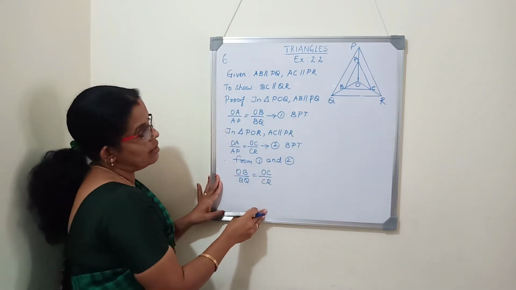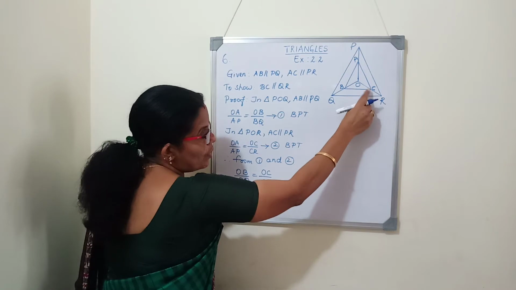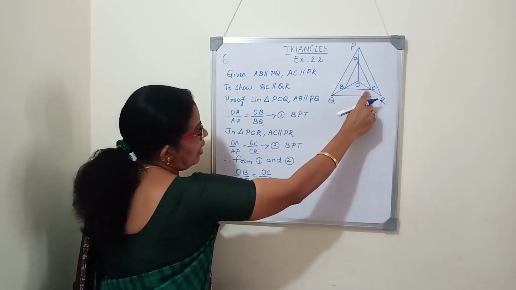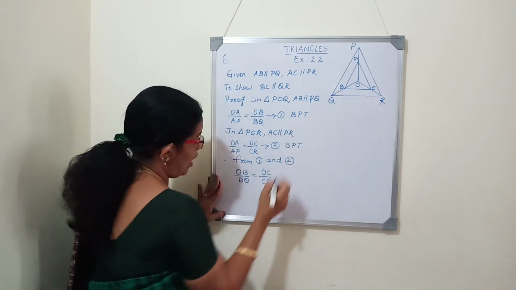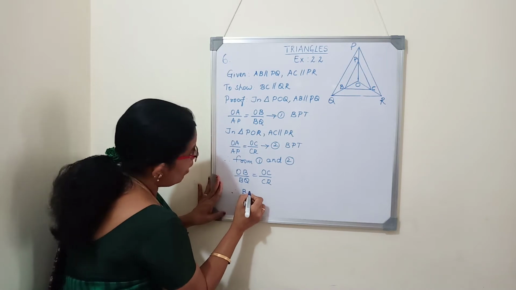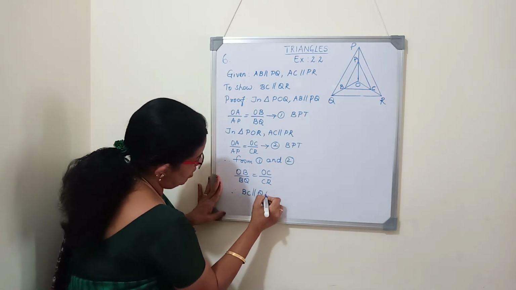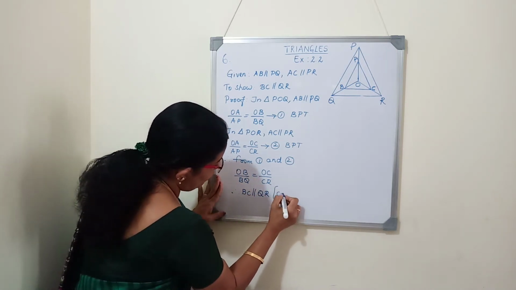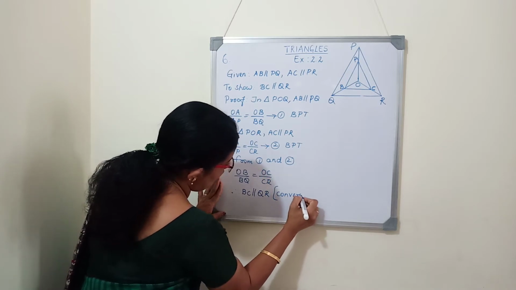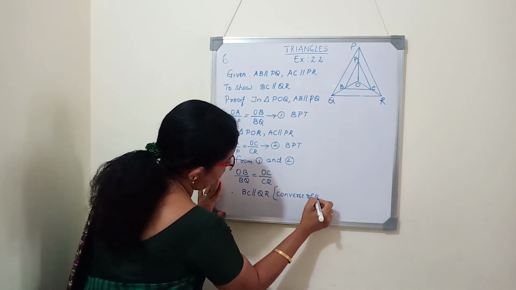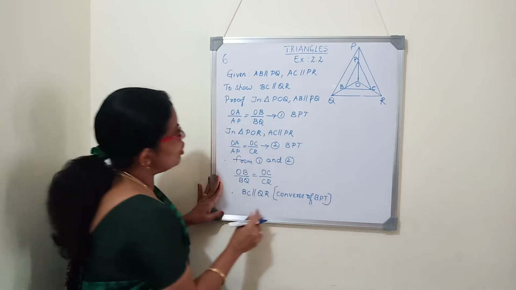So what we can say? If the ratios are equal, then we can say that the lines are parallel. So the line BC is parallel to QR. This is by converse of BPT, or theorem 2.2.